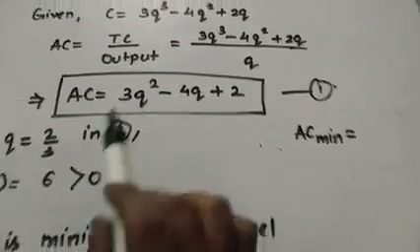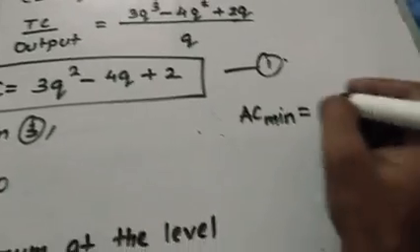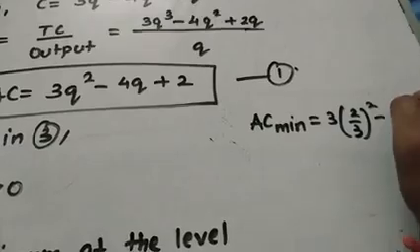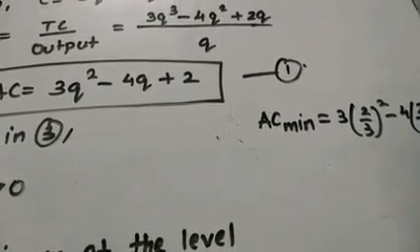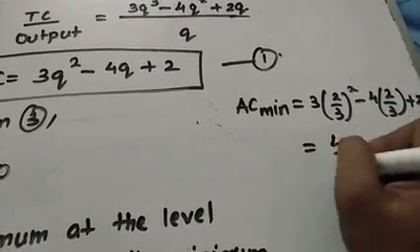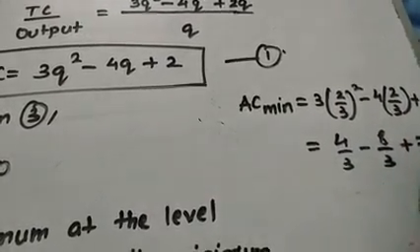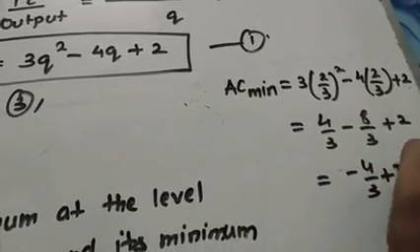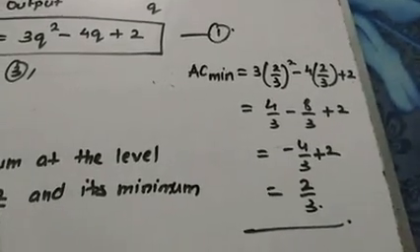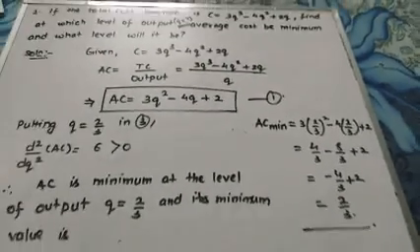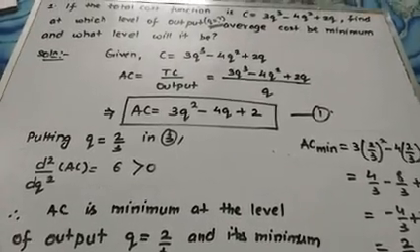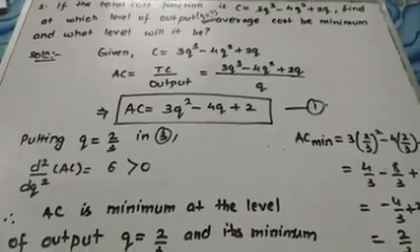In terms of q, you have to put 2 by 3, that is 2 by 3 whole square minus 4 into 2 by 3 plus 2. So that is, after simplifying, you will get 4 by 3 minus 8 by 3 plus 2, that is minus 4 by 3 plus 2, that is 2 by 3, the answer. Okay, just check the calculation part. So in this way we have shown the average cost is minimum.